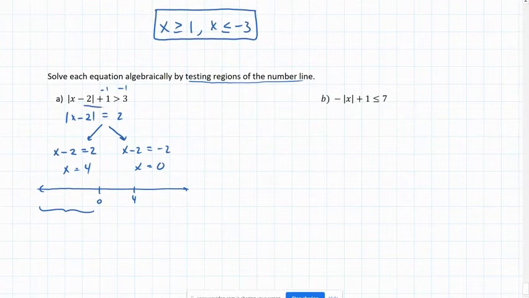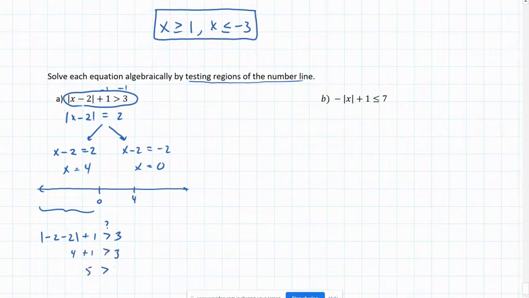So if I pick a number down here, that would be something like -2. If I plug that into the original inequality, so -2 minus 2, take the absolute value of that, add 1, is that greater than 3? This is the absolute value of -4, which is 4. So we have 4 plus 1. Is that greater than 3? Yes, 5 is greater than 3. So that's a yes. And so this is a yes region of the graph.